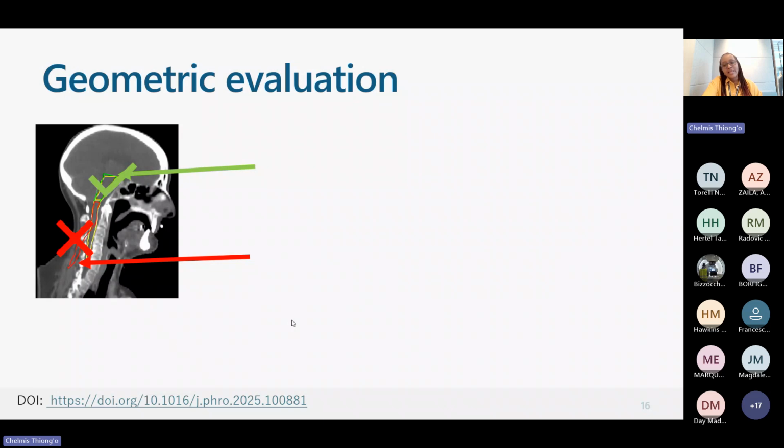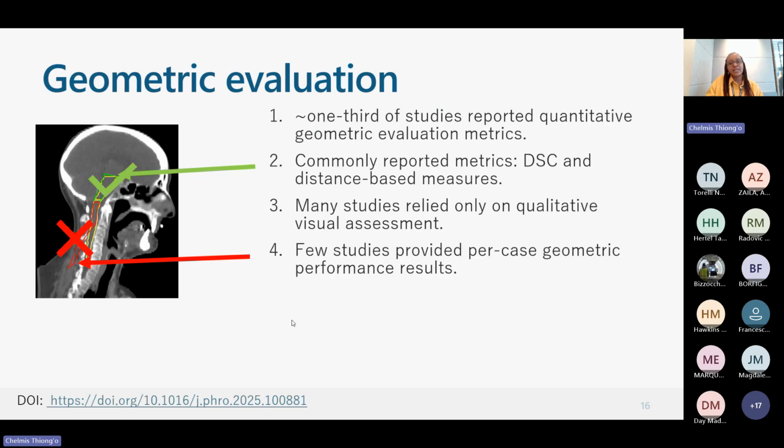Unfortunately, only 1/3 of studies reported quantitative geometric evaluation metrics, and the commonly reported metrics were the dice similarity coefficient and other distance-based measures. However, many studies relied solely on qualitative visual assessment of the performance of the registrations, and even fewer studies provided per-case geometric performance results.